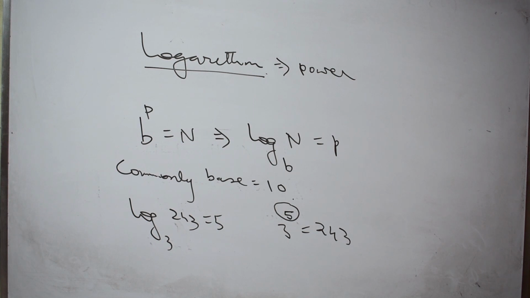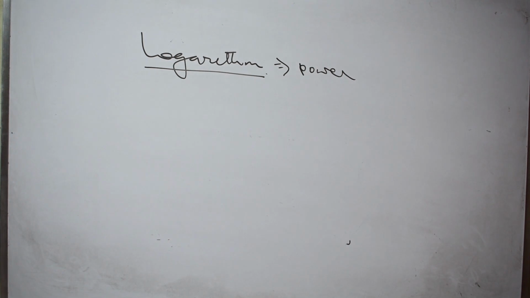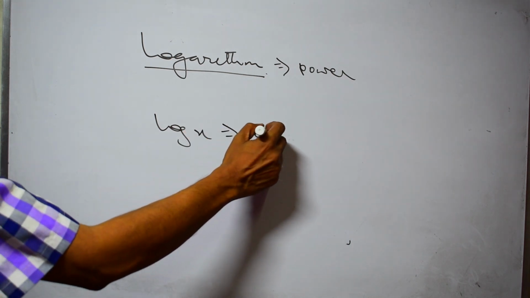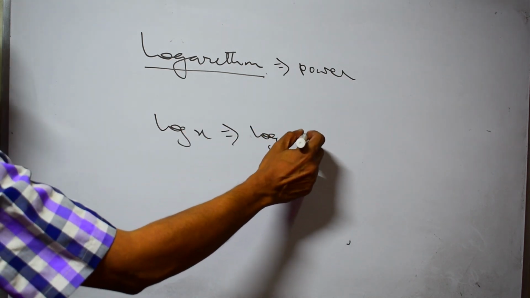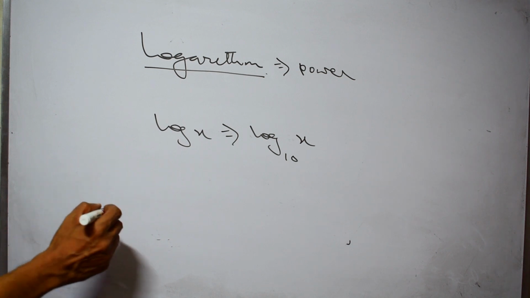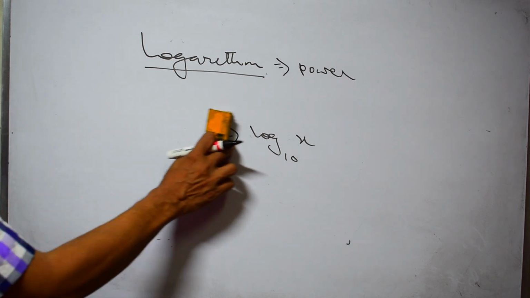Normally in algebra, if we write log x without any base, we imply that this is to the base 10. This is the basic concept of log. Now we have some fixed properties with a fixed base, normally base 10.